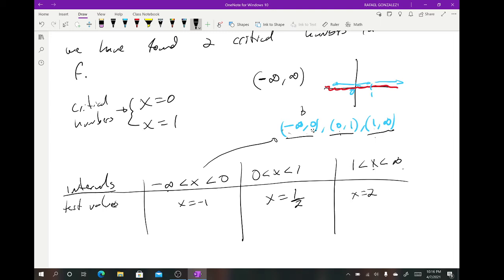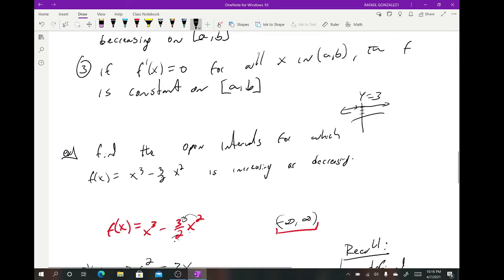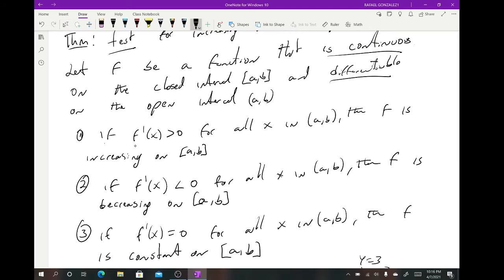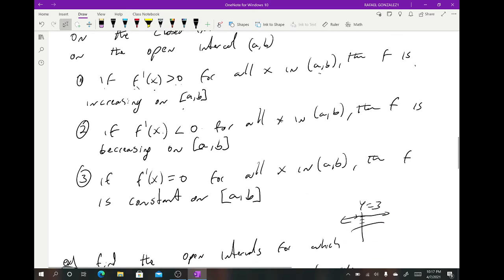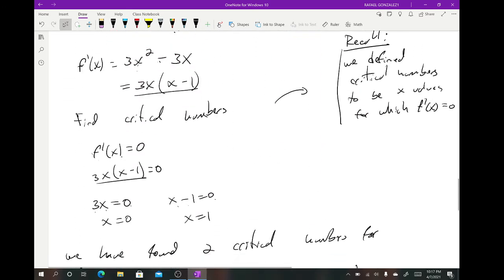Now, what do we need to do? Here is where the test comes in. The test says that if the derivative of f is positive for all x's on the interval, then f is increasing. I just picked a test value, and I'm going to plug it into the derivative and see what the sign of the number that comes out is. If it's bigger than 0, then we know it's increasing. If it's less than 0, we know it's decreasing. And if it's 0, we know it's constant.